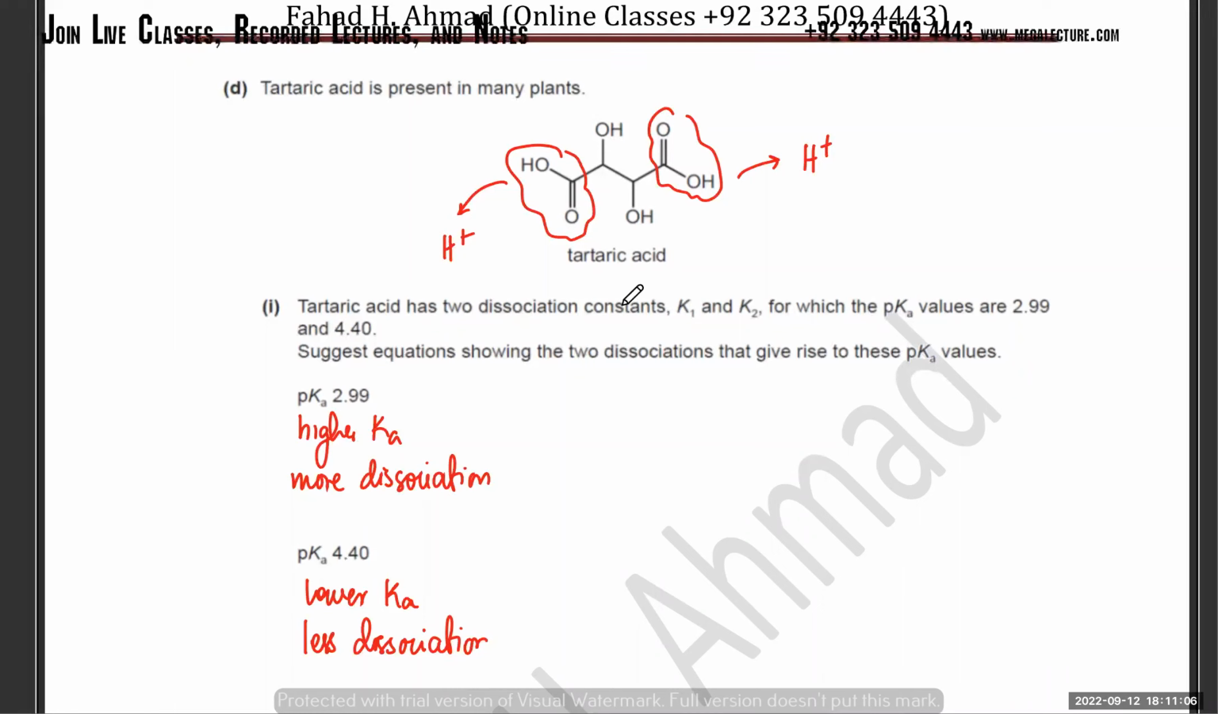So what is the formula of this molecule? On the left side there's COOH, then in the middle there's CH with an OH branch, then another CH with an OH branch, and then another COOH. So this is the formula. Now suggest equations to show the two dissociations. So starting with this one, COOH, then in the middle there's CHOH.